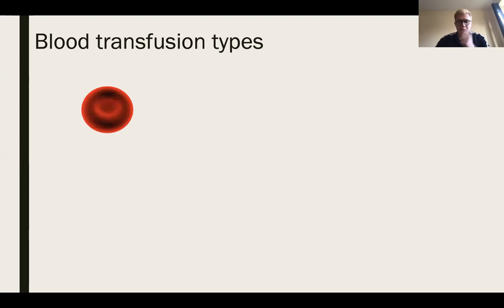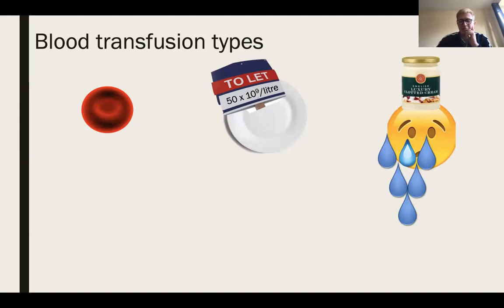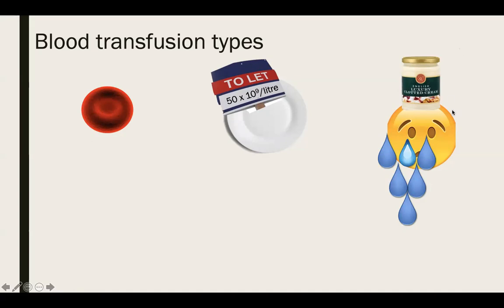Nice, red blood cell, simple. Let's go to the next one, shall we? This one is a little bit harder. Platelets, nice, cool. This one's even a little bit harder. Nice, cryoprecipitate. Okay. Does anybody know why the clotted cream is on top?